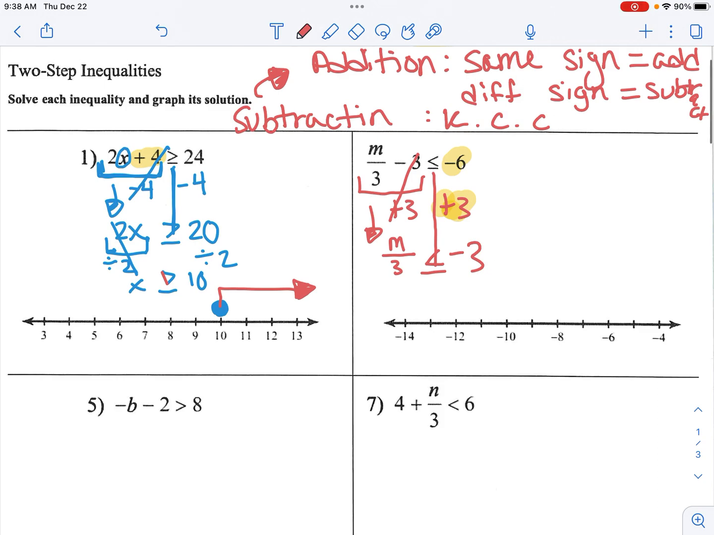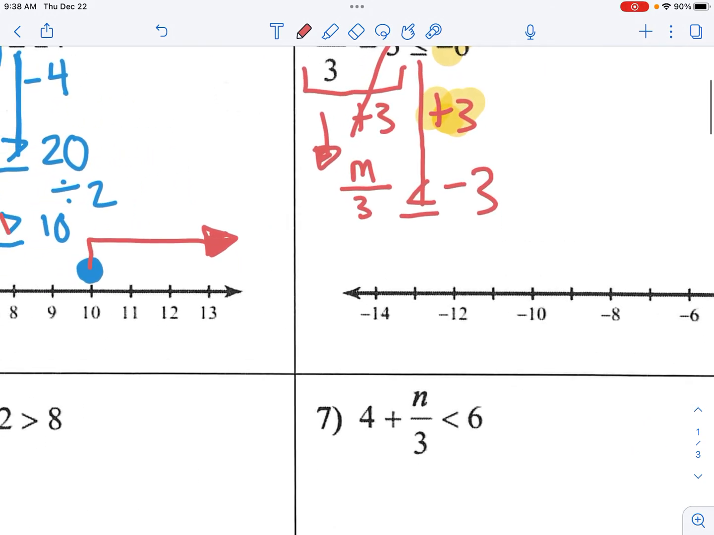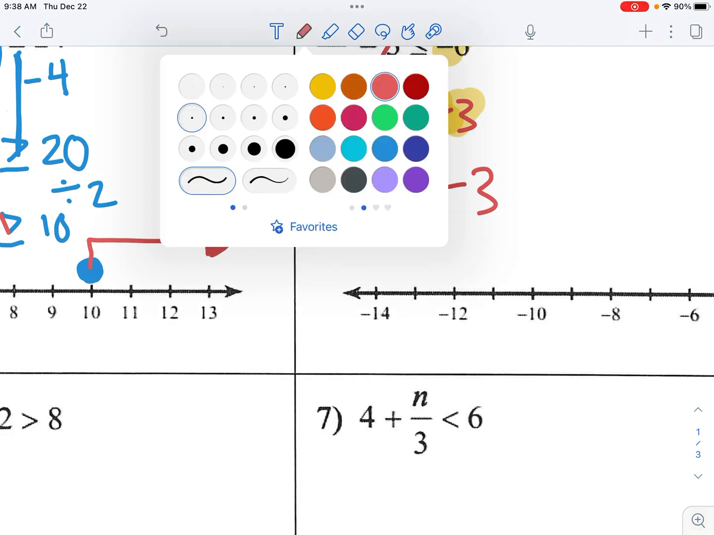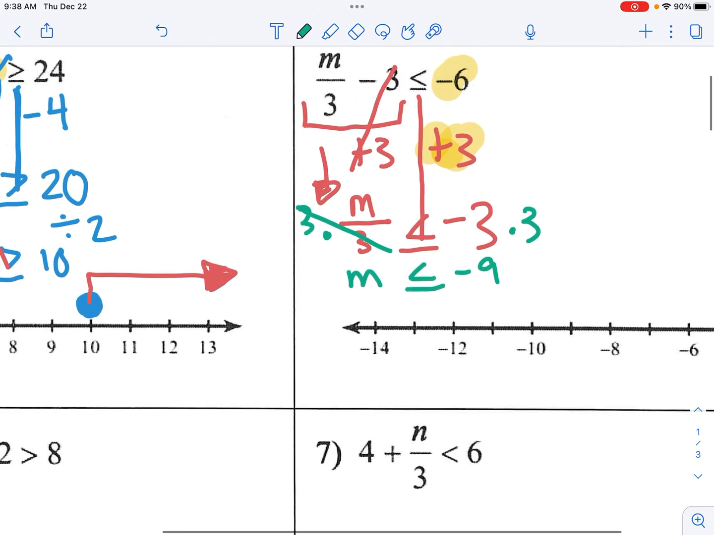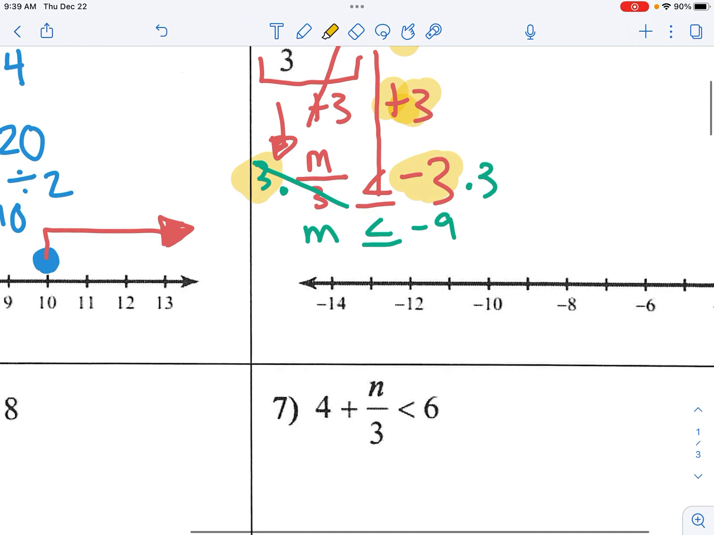All right, so my last step here, hopefully we know by now, a fraction means to divide. So to undo division, I'm going to be multiplying both sides by 3. These 3's cancel out. I'm left with m is less than or equal to negative 3 times positive 3, which is negative 9. Notice I did not flip my inequality sign because I multiplied by a positive. So it did not matter that my number over here was negative. It mattered what I was multiplying by, which was a positive.